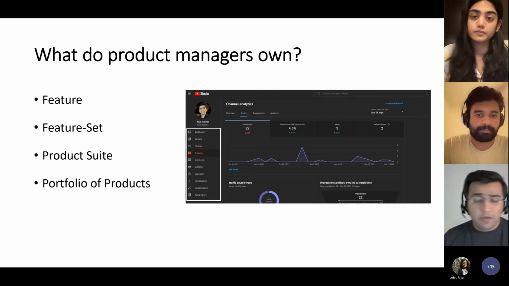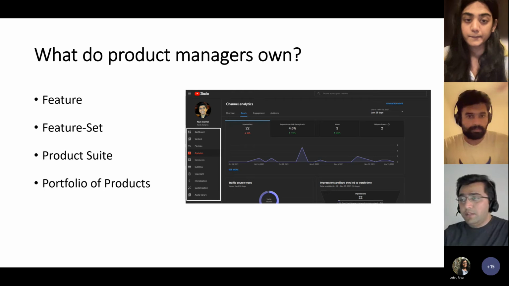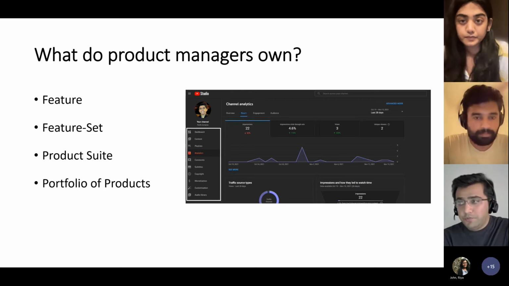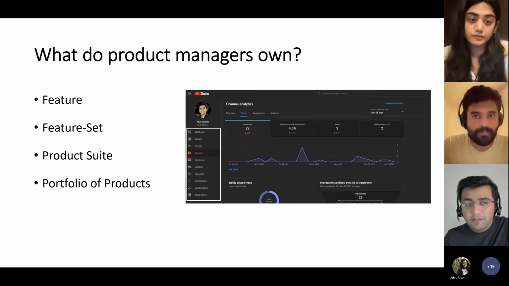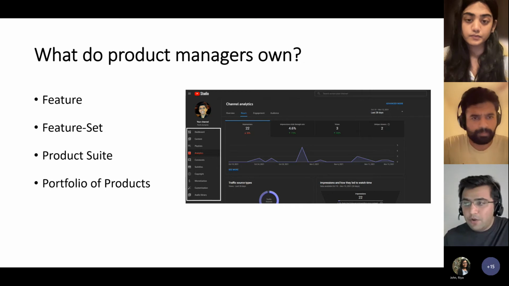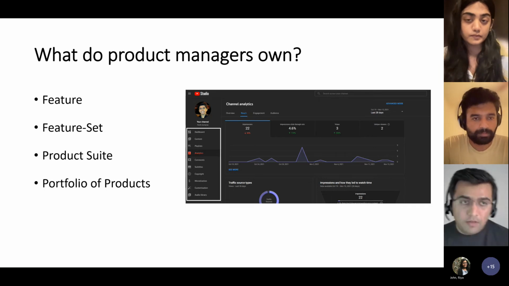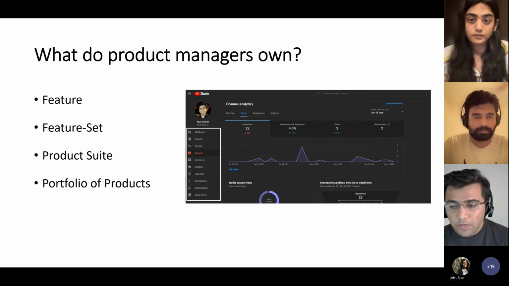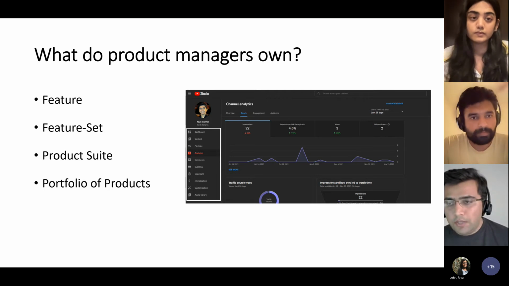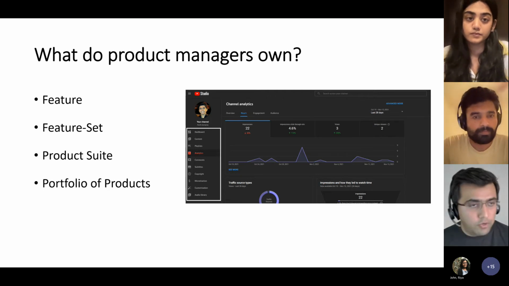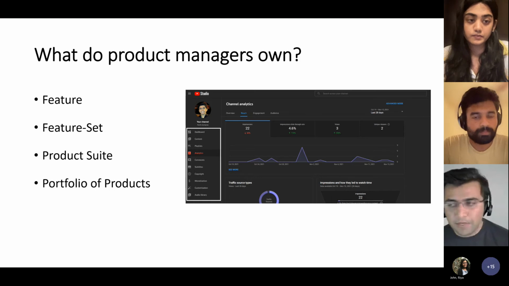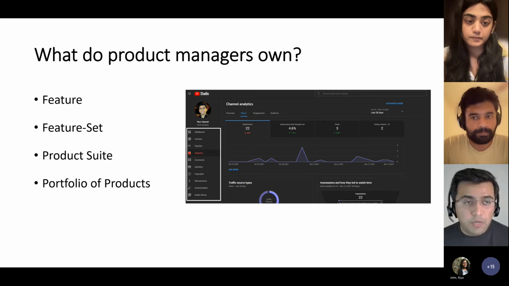As you grow, you can also end up owning a product suite. In this example, we are looking at YouTube Studio. On the left panel, you'll see dashboard features like content and playlist features, analytics, comment analytics, and so on. At this point, as you grow in your career, you will end up owning larger scope, working cross-functionally with a lot more teams, and having a lot more dependencies to manage. So that is what you could own as well.